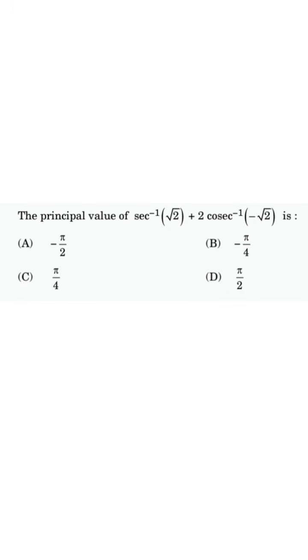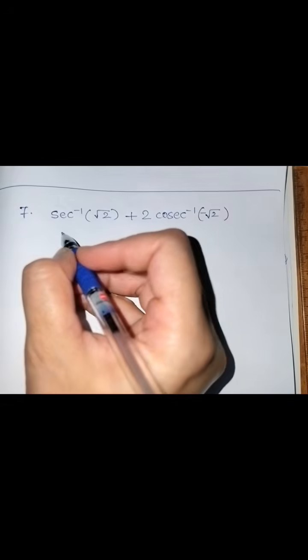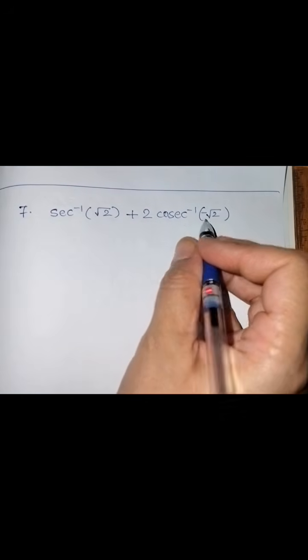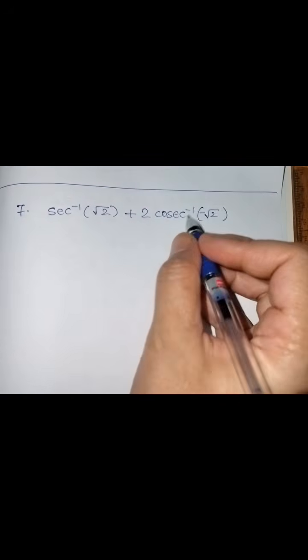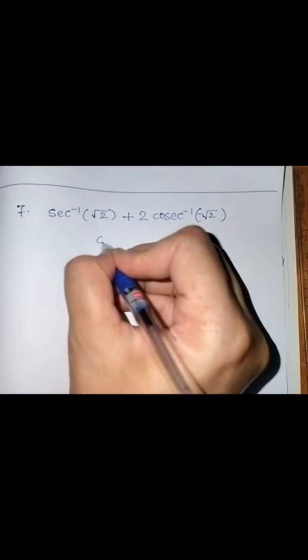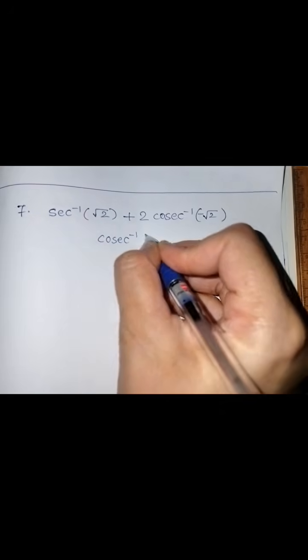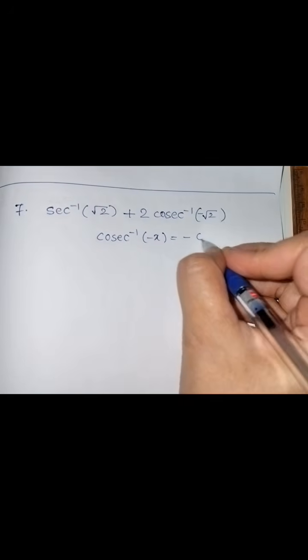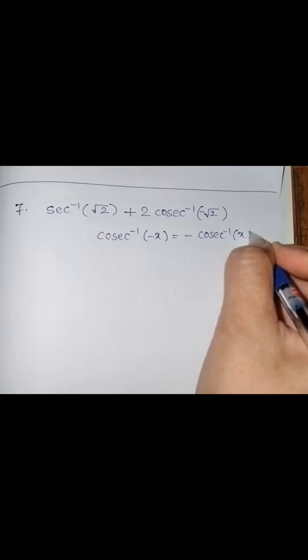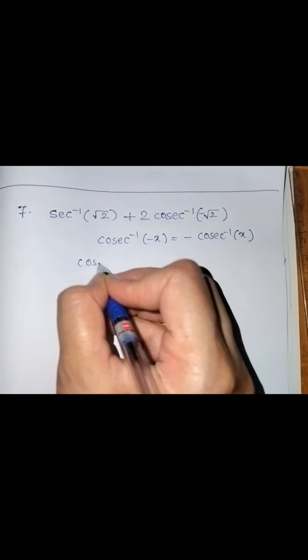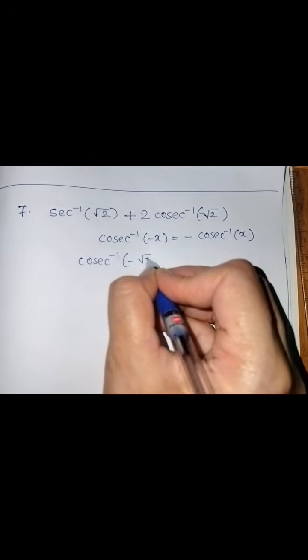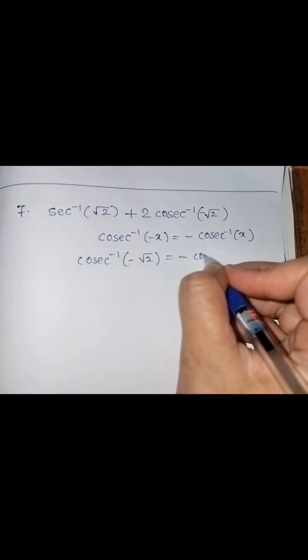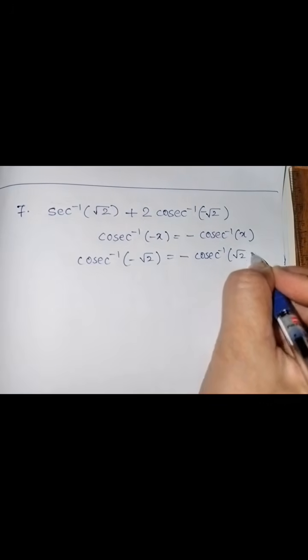Okay, in this question you have to find the value of this. Okay, let's see the solution of this. So you have sec inverse of √2 plus 2 cosec inverse of -√2. ठीक है, तो cosec inverse of -√2, the formula for this is, you should remember that cosec inverse of -x is same as minus of cosec inverse x. Okay, that means you have cosec inverse of -√2 is same as minus cosec inverse of √2.